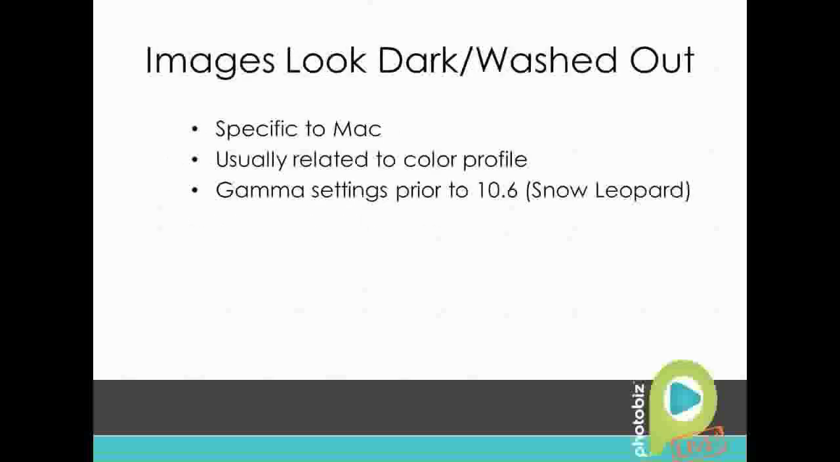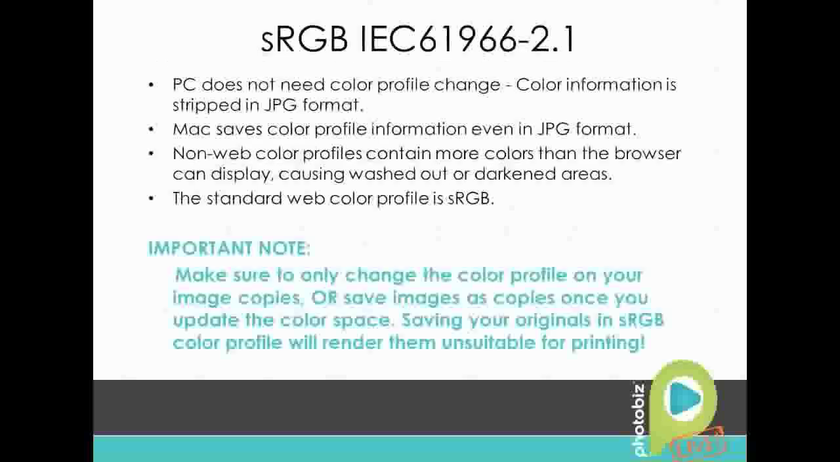Images looking dark and images looking washed out. This is very specific to Mac. It's usually related to color profile or color space. You may have heard it referred to as gamma settings if you're using an operating system prior to 10.6 Snow Leopard. And the reason for this all comes down to the color profile sRGB IEC 61966-2.1, which for the sake of brevity, we're going to refer to going forward as just sRGB.